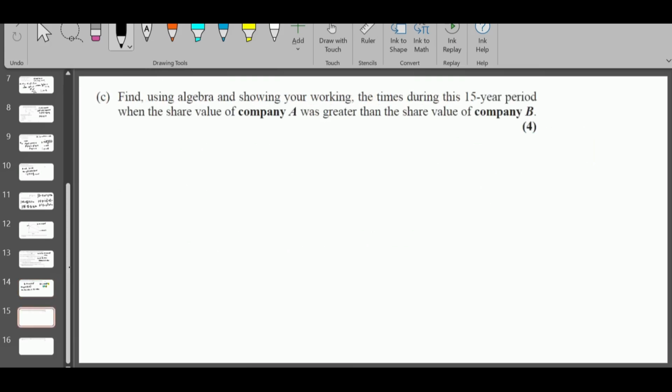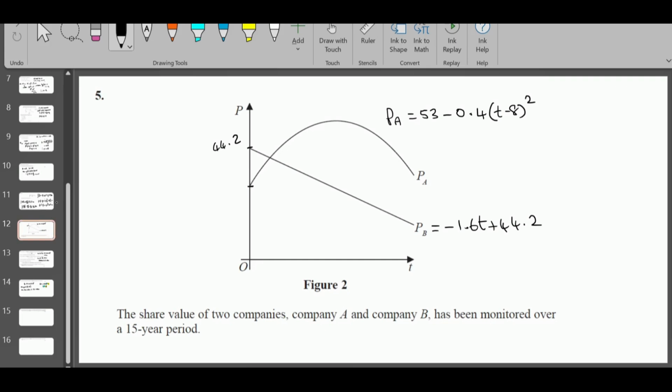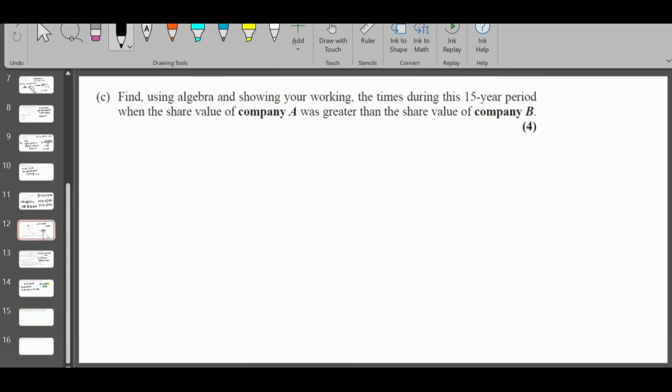Part C now. Find, using algebra showing your working, the times during the 15-year period where the share value of company A was greater than the share value of company B. So in this diagram, they want you to find out when the share value of company A is greater than the share value of company B. That's the question, right? Yes.